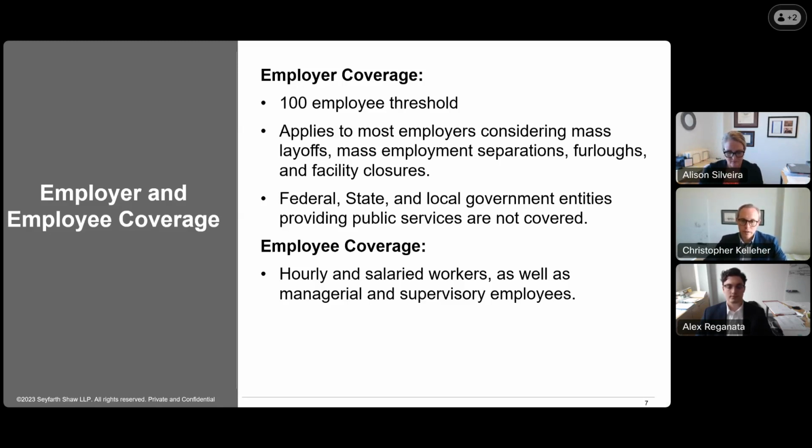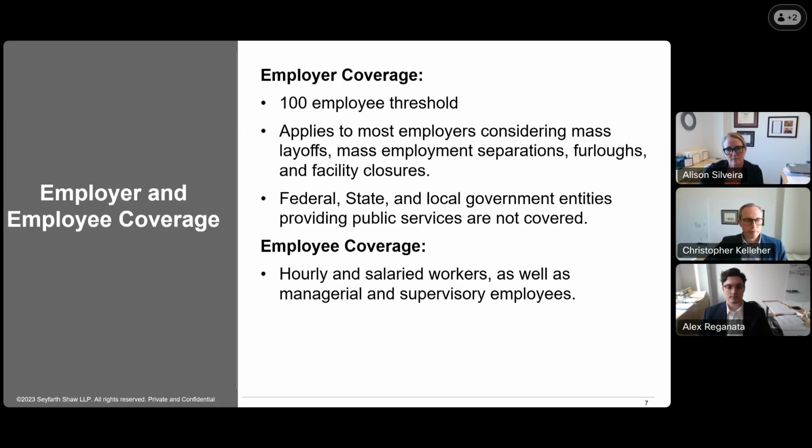it covers many different types of employers, including private for-profit employers as well as private nonprofit employers. It can also apply to quasi-public entities that operate in a commercial context and are separately organized from the regular government. So you might be thinking telephone, gas, utility type companies. However, federal, state, local government entities that provide public services are not covered by WARN.